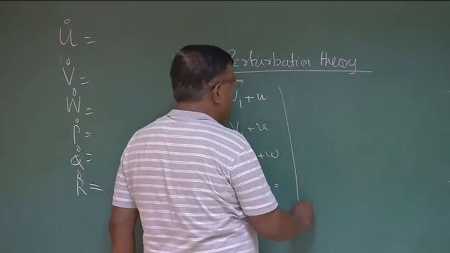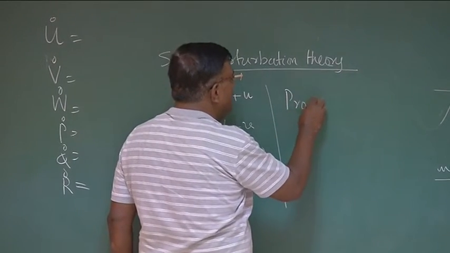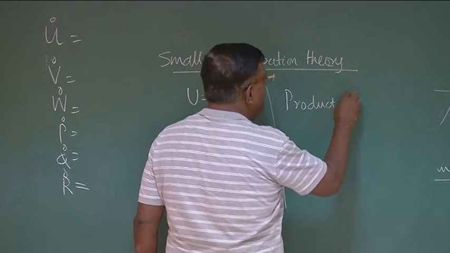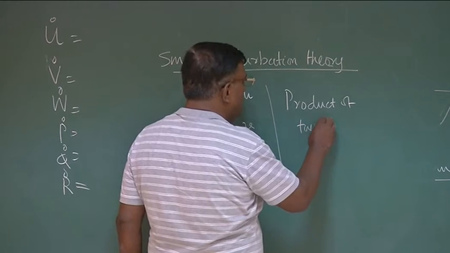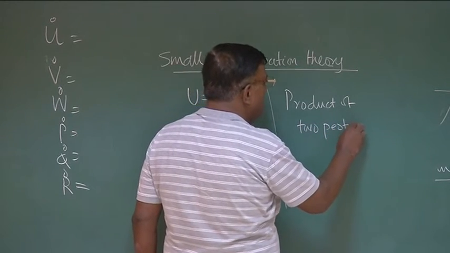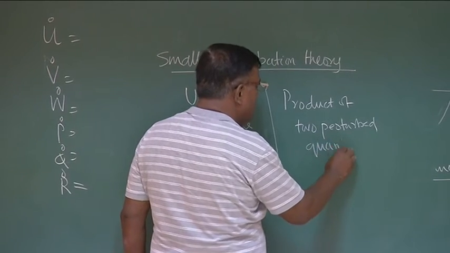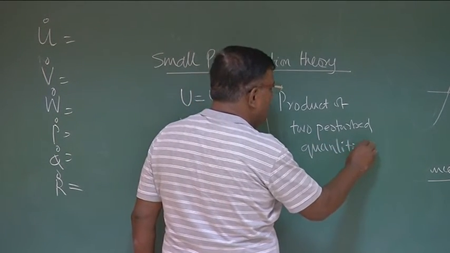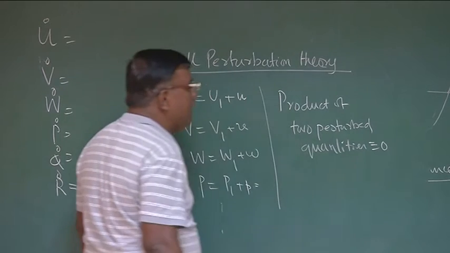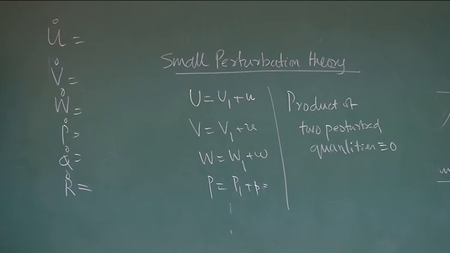Then you use this in the equation, and after modifying with the assumption that product of two perturbed quantities are almost zero, they can be neglected. Then we found equations of motion, which we refer to as longitudinal perturbed equations of motion.